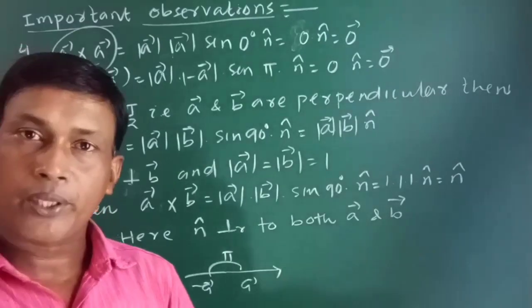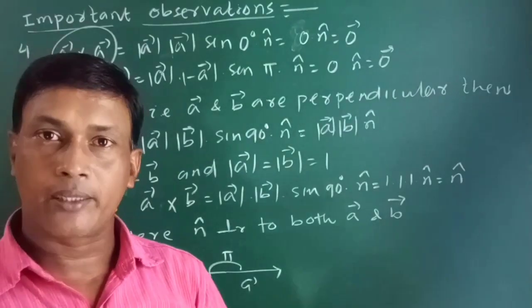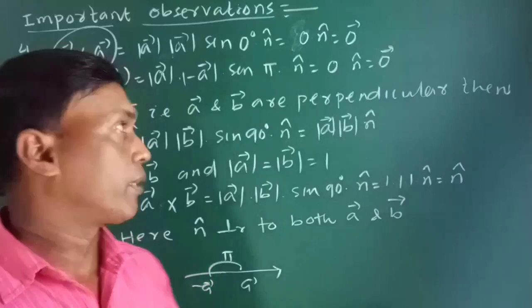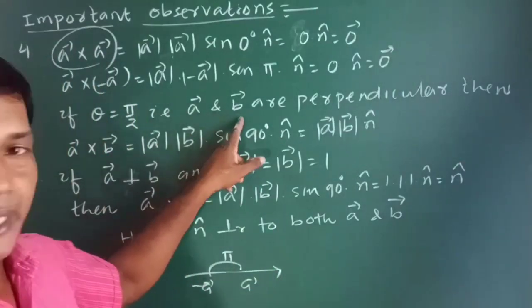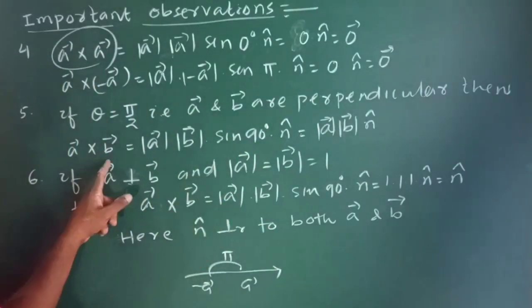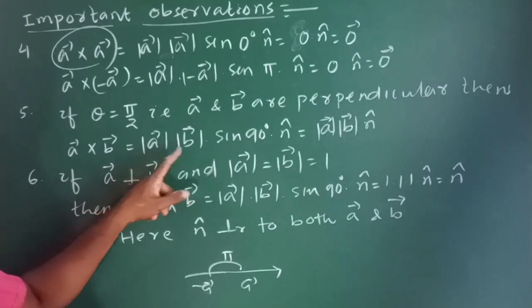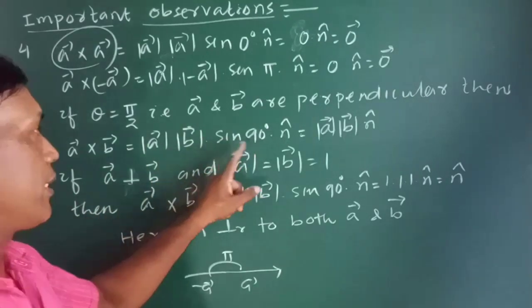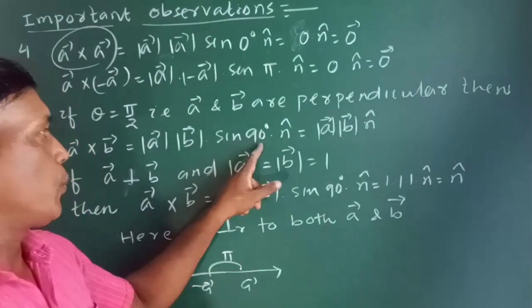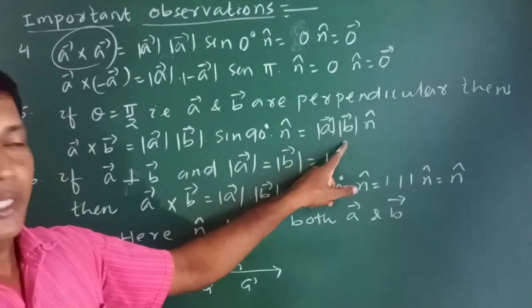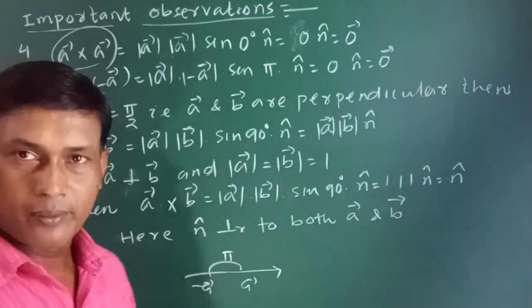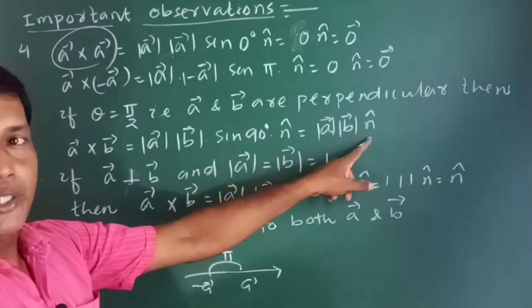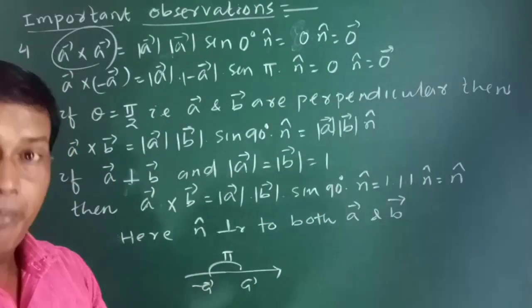In case of dot product, if two vectors are perpendicular, then the dot product vanishes. But if two vectors are perpendicular, then the cross product is magnitude of A into magnitude of B into sine theta into n cap. As they are perpendicular, theta is 90, and sine 90 is 1, so the product of their magnitudes into the unity vector. This unity vector is perpendicular to both A and B.